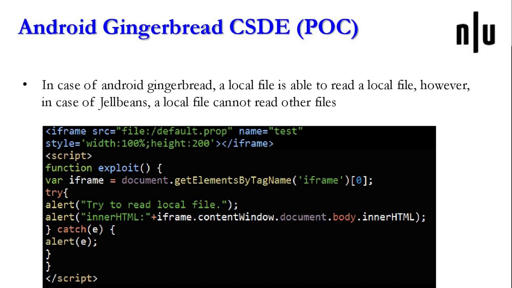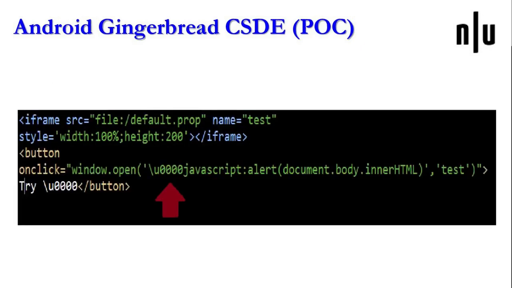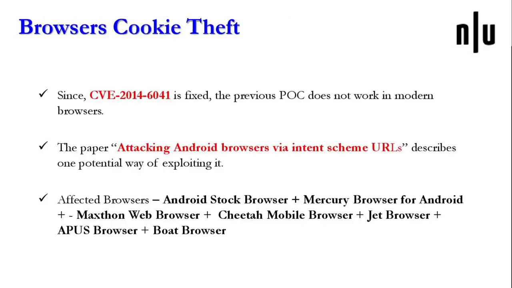This was the proof of concept, but this only worked with Gingerbread. And as you know, we only have 3% of Unix users using Android Gingerbread. So the exploit is very simple. What we do is this is the content of exploit.html. So yeah, another attack using a similar concept was browser cookie capture.